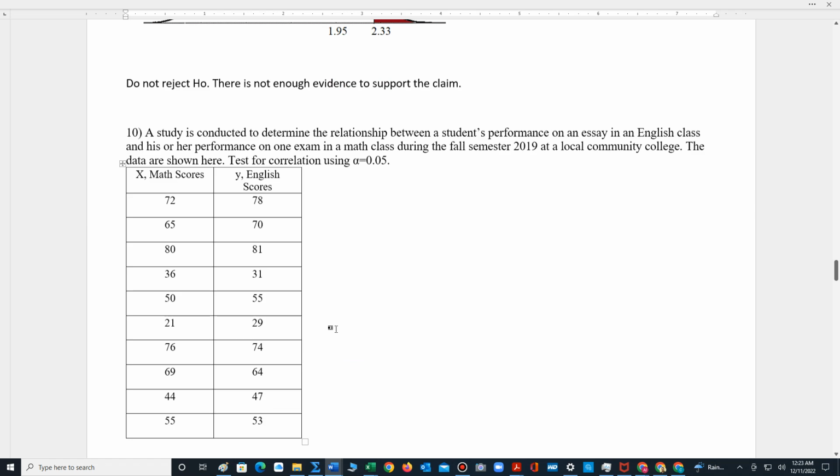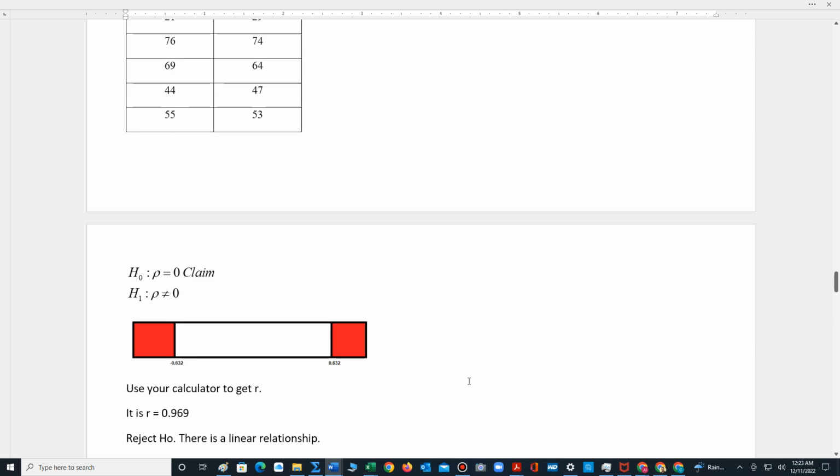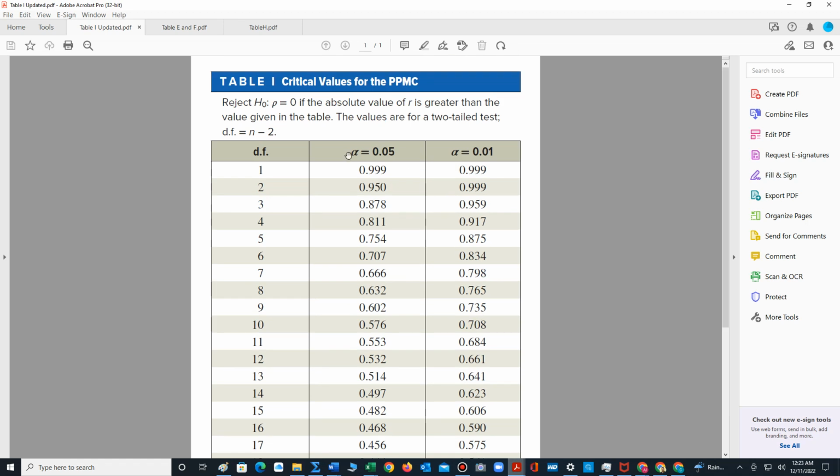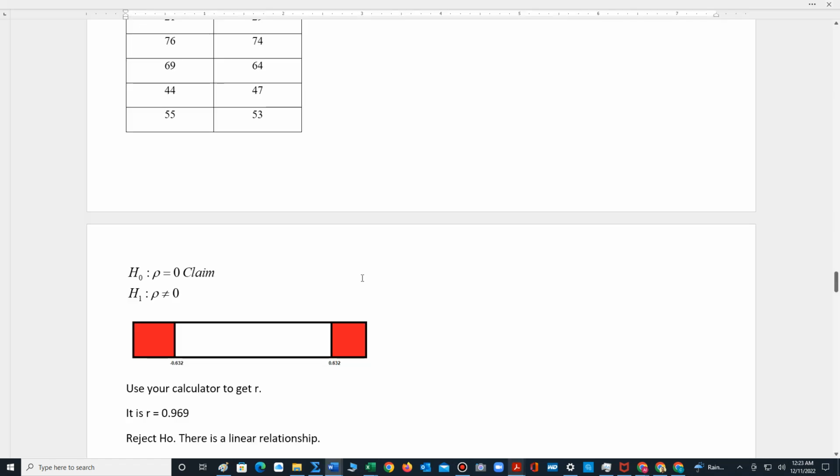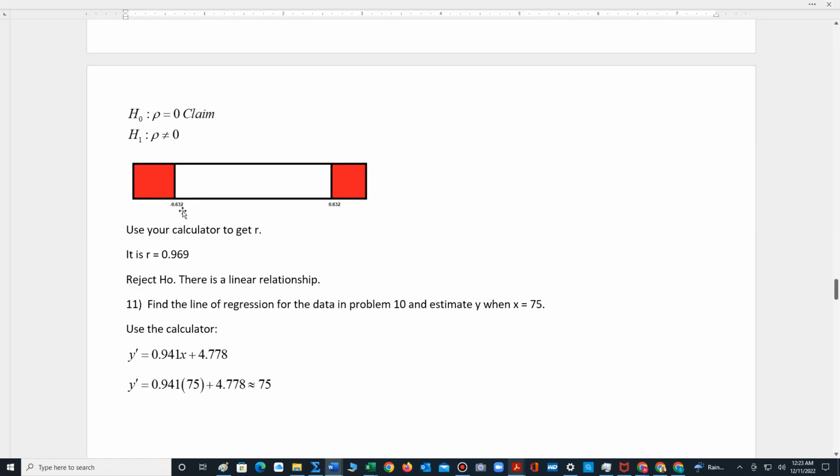We know that alpha is 0.05, so we now turn to table I. So alpha is 0.05, we go to 8, 0.632. So we have positive 0.632, negative 0.632. We want to use our calculator or Excel to compute R. R is 0.969. That's going to fall in the critical region. So we reject H naught, and that informs us that there is a linear relationship.